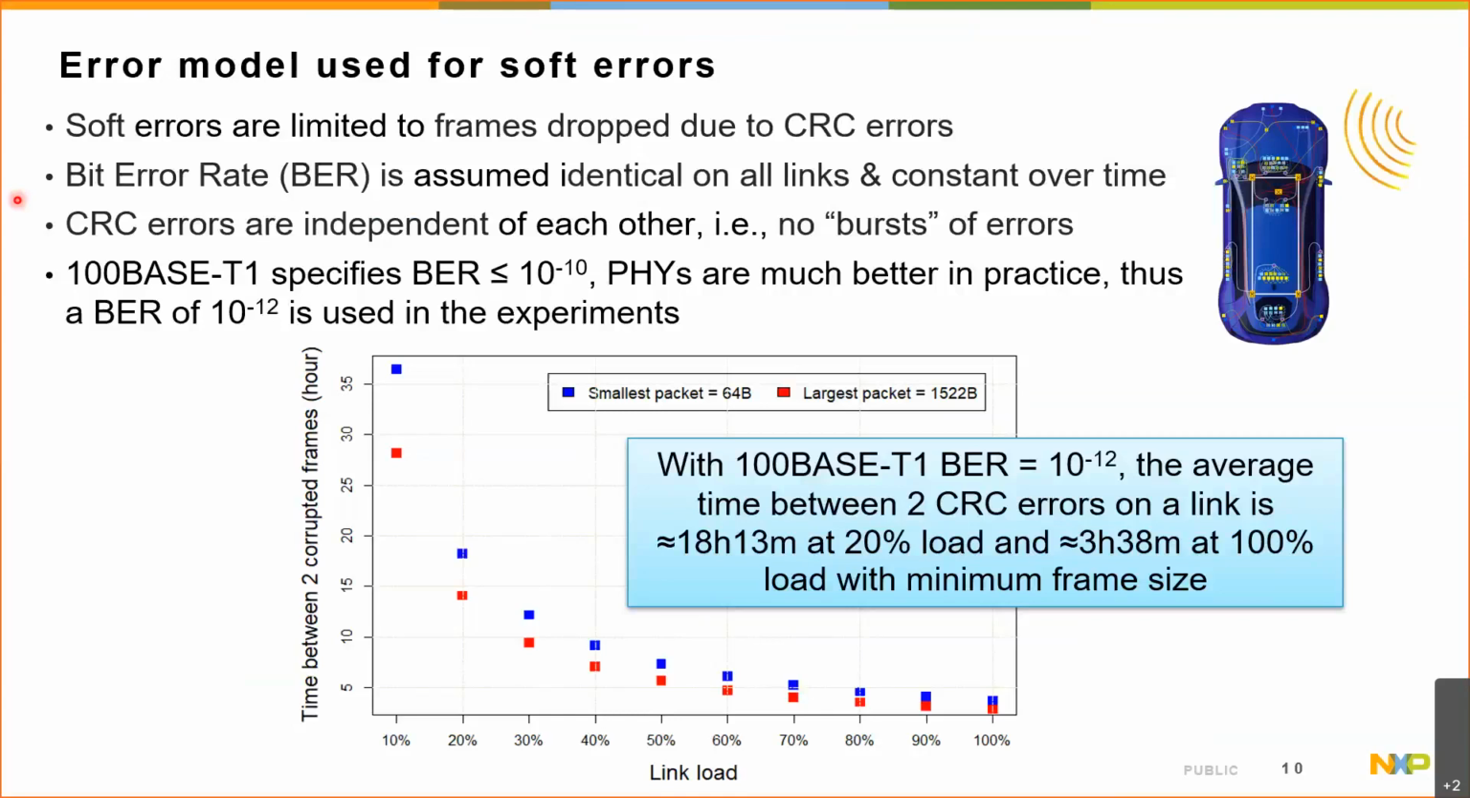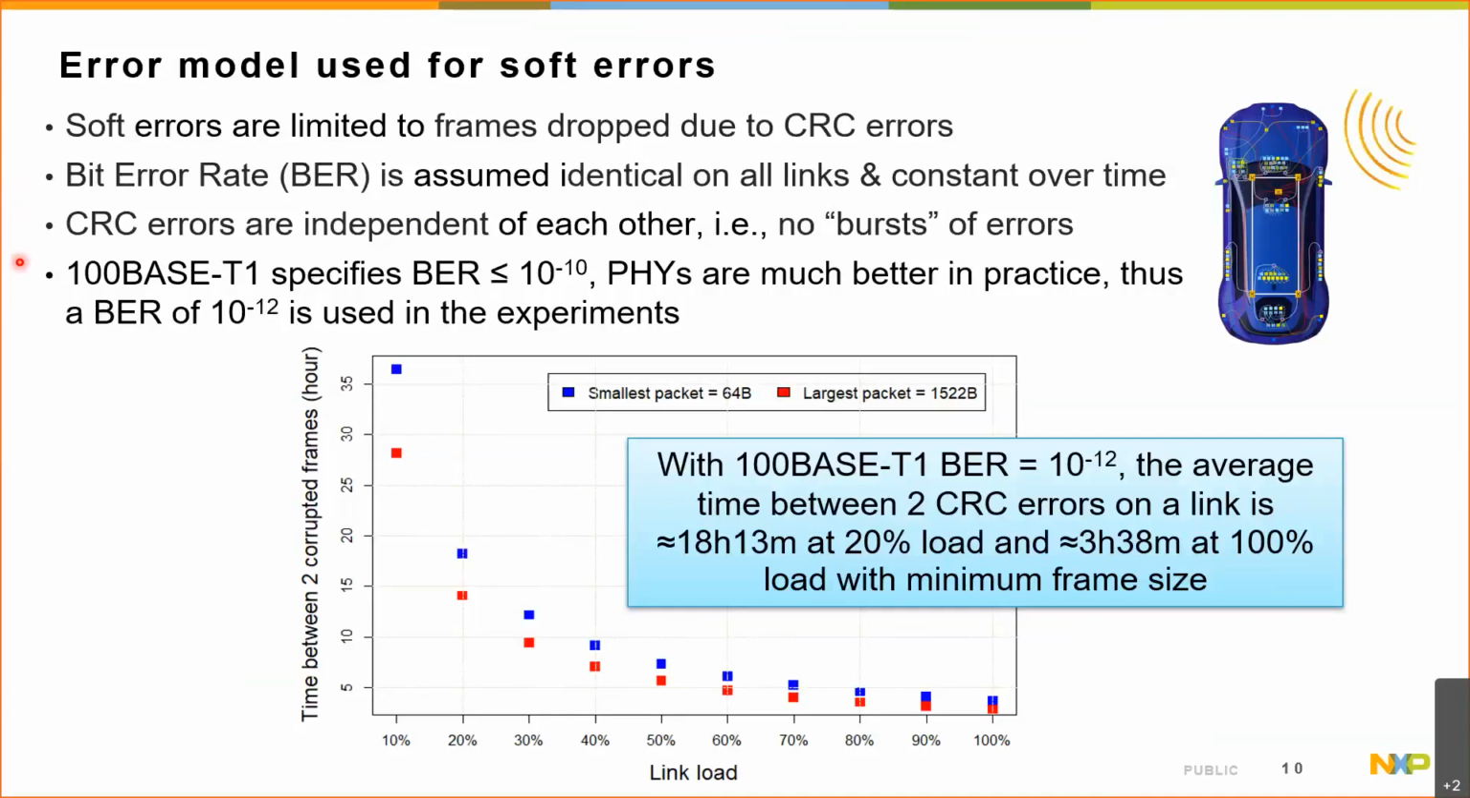This error model is for 100BASE-T1, which does not include error correcting codes, unlike 1000BASE-T1. We assume without further analysis that this error model would remain valid for 1000BASE-T1, but that should be studied in more detail.